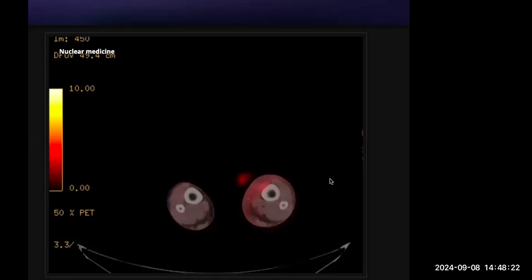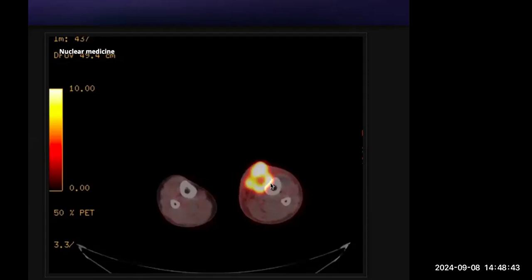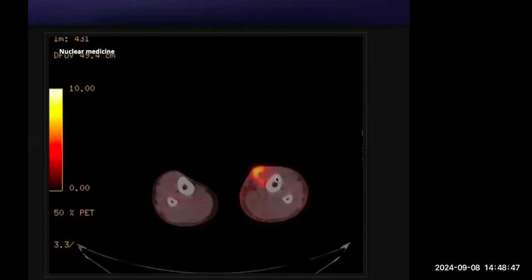On the left side, I'm able to see a soft tissue density, and a metabolically active lesion in the soft tissue plane extending till the tibia on the left side in the mid shaft region. I'm still going up. That would be enough. I just wanted to show you it's metabolically active.